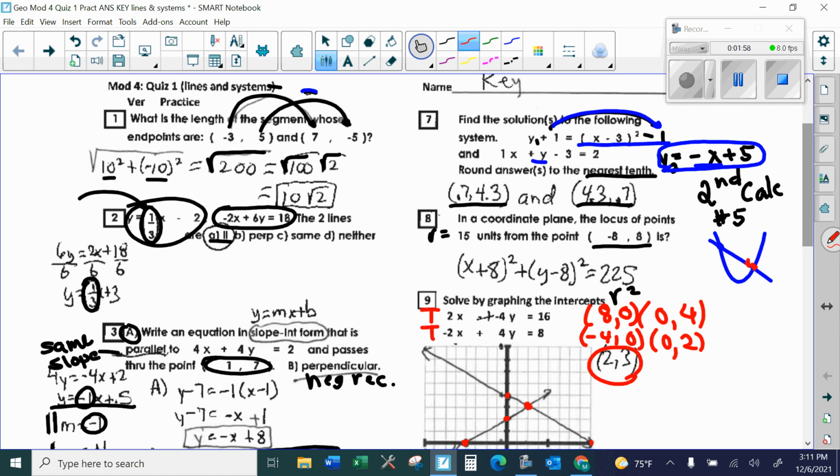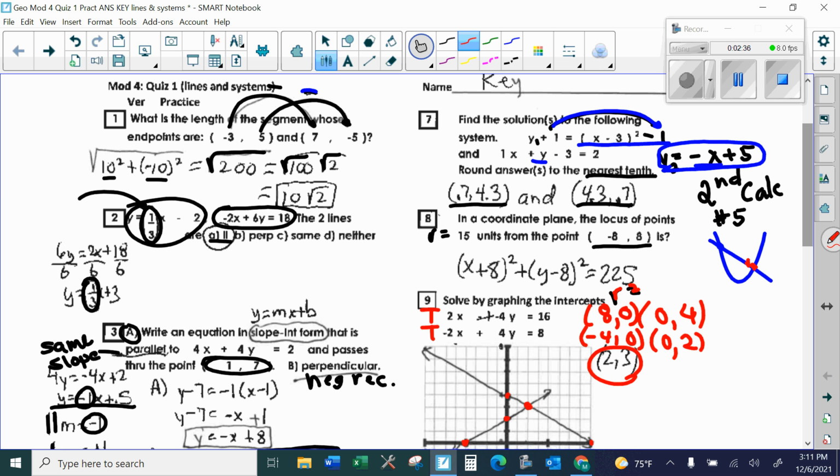Okay, number 8, we have in the coordinate plane the locus of points. That means all points that are 15 units from negative 8, 8. Anything that's 15 units from there forms a circle. So we write an equation of a circle. We do the opposite: x plus 8 squared and y minus 8 squared equals 225. 15 squared is 225. Remember, the right side is r squared.